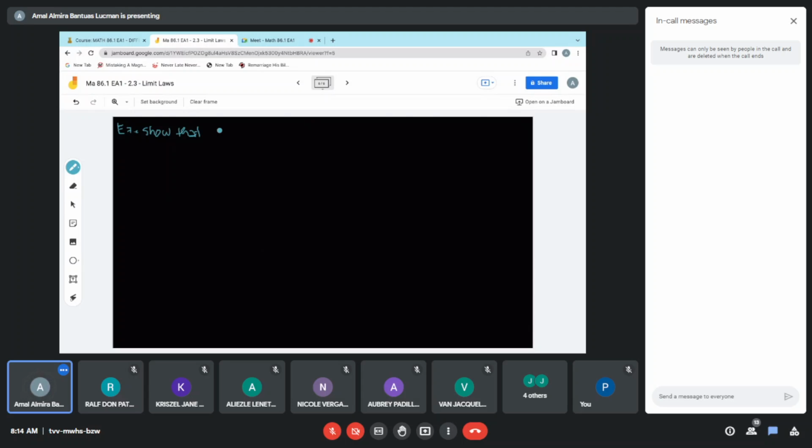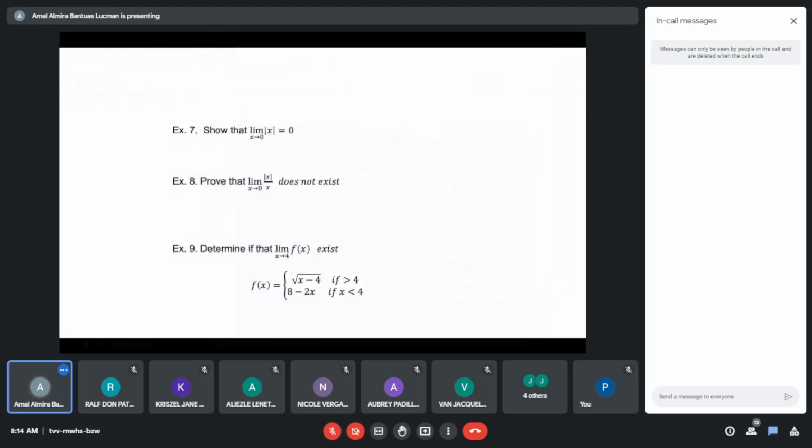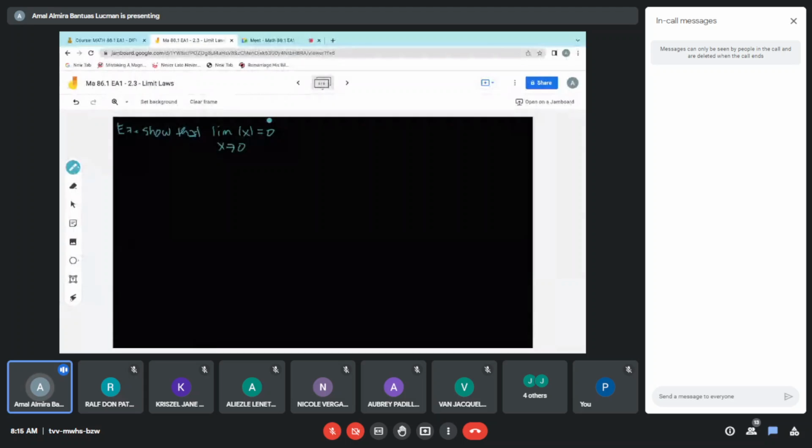The limit of the absolute value of x as x approaches 0 is equal to 0. Okay. How do we solve it?